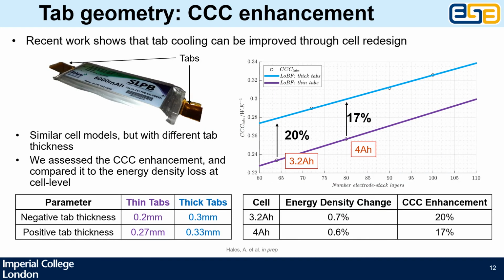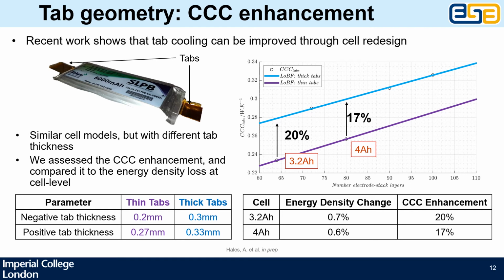In a recent study, we looked at the tab cell cooling coefficient for a number of different cell models. Each cell model was similar, except for the number of layers in the electrode stack, represented on the x-axis of this graph. Variation on the number of layers isn't what I'm going to focus on here. Actually, we found that from these 5 cell models, 2 of them, the 3.2 ampere cell and the 4 ampere cell, had thinner tabs. The differences are shown in the left-hand table below. And the effect on energy density is shown in the right-hand table.